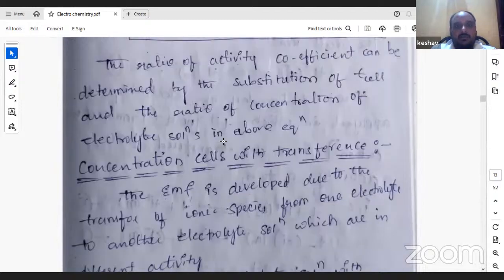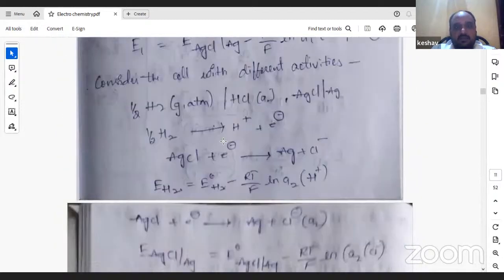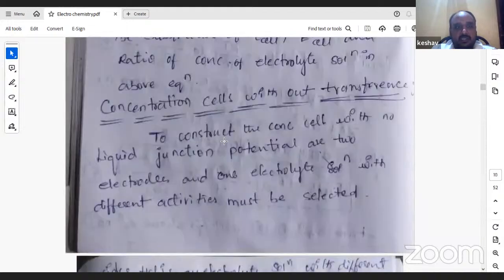So we'll discuss a little bit about yesterday's class, then we'll move on to today's class. Concentration cells without transference. Without transference means there is no direct transfer of ionic species from one electrolyte to the other electrolyte, even though the potential is developed. That developed potential can be measured.